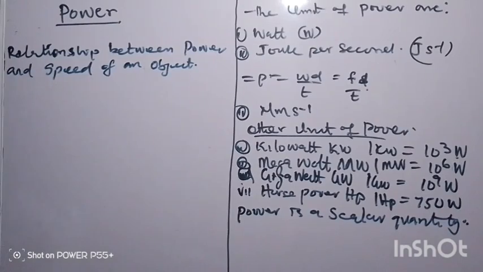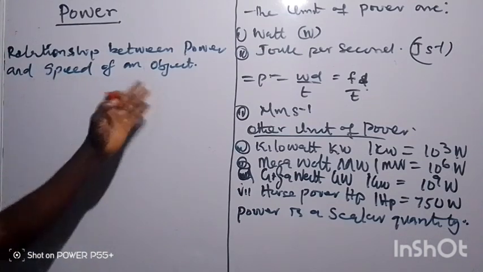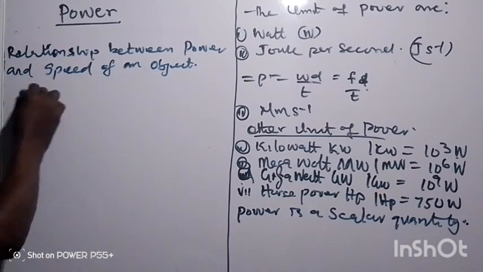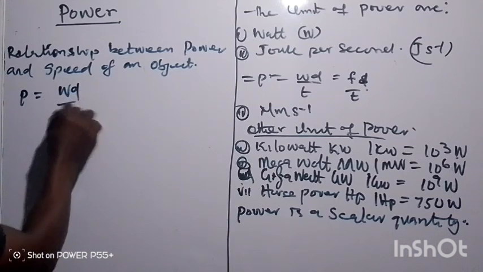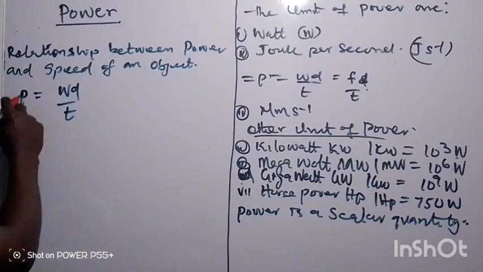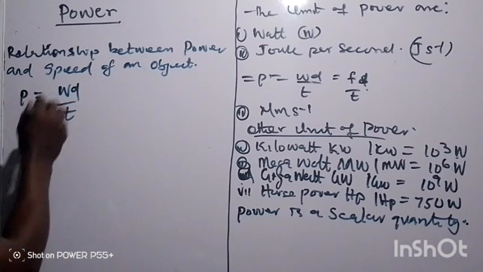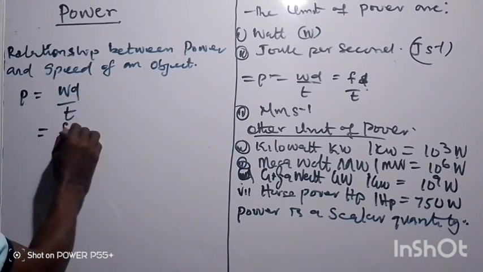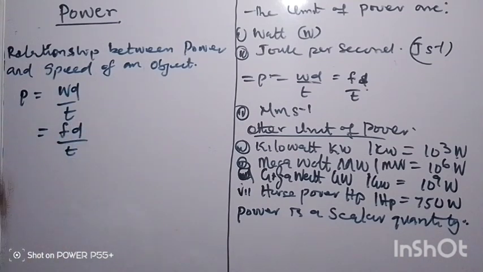The next thing is the relationship between power and speed of an object. We want to see how power can be related to the speed or velocity of an object. We've said that power is equal to work done over time taken. This gives us force multiplied by distance over time taken, since work done is force times distance.